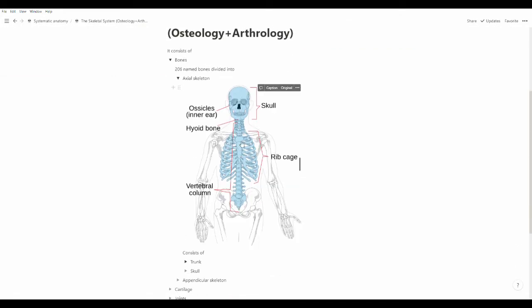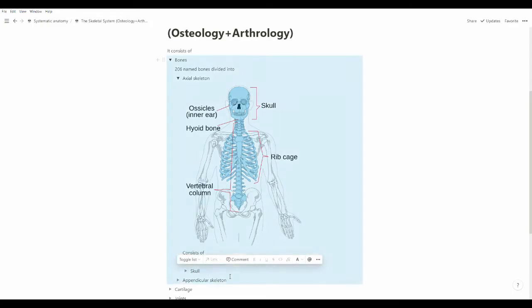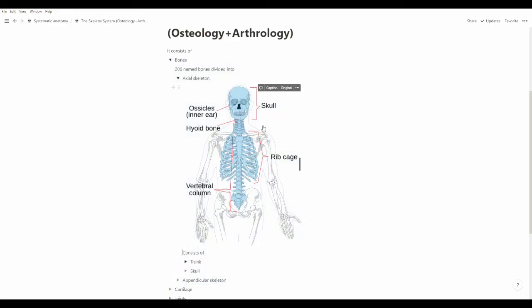So here's a picture of the axial skeleton. The axial skeleton is also divided into two parts, the trunk and the skull. The trunk is basically this part here, which I'm showing with the mouse, and the skull is just the head, the bones in the head.